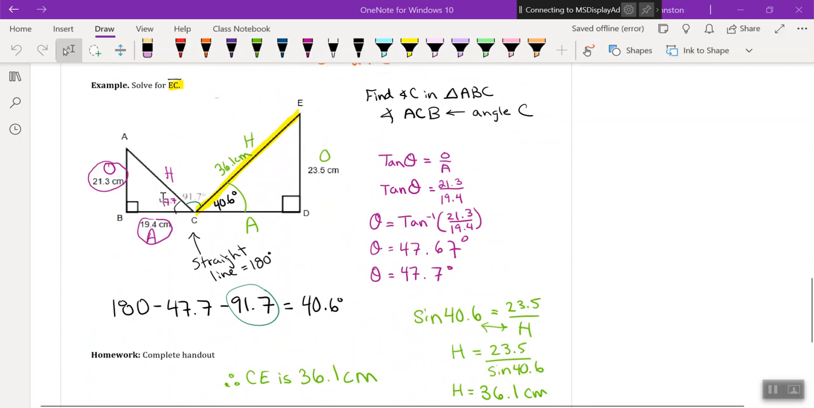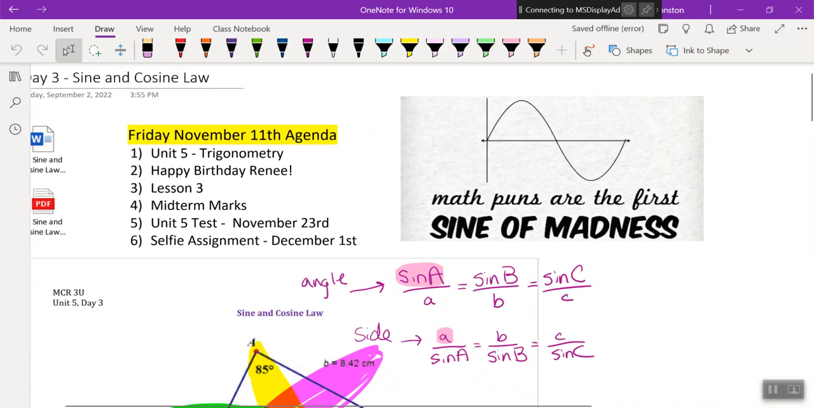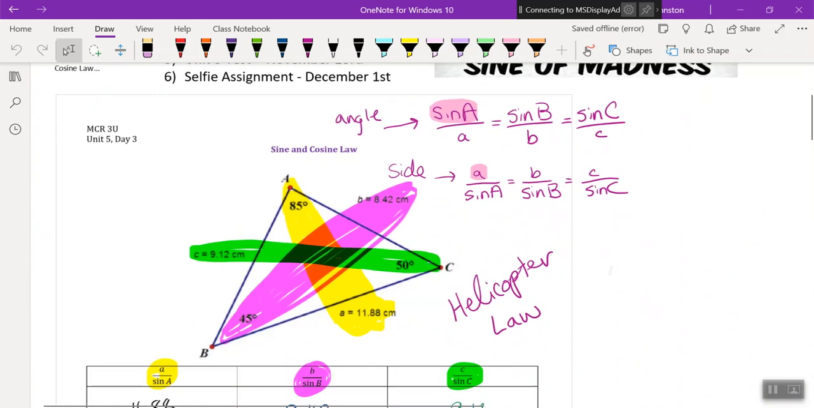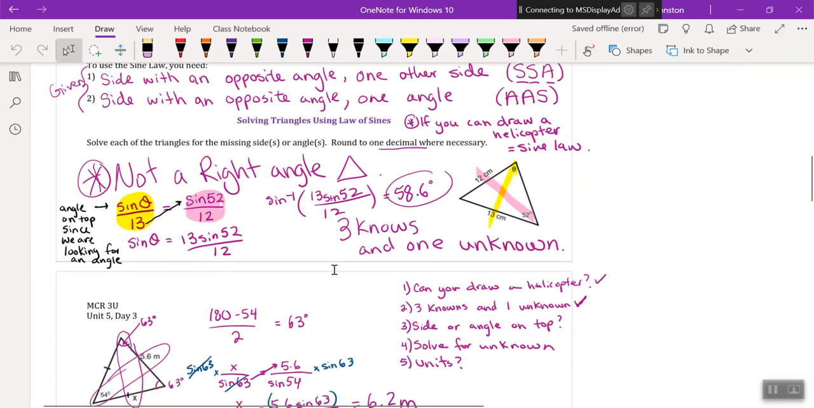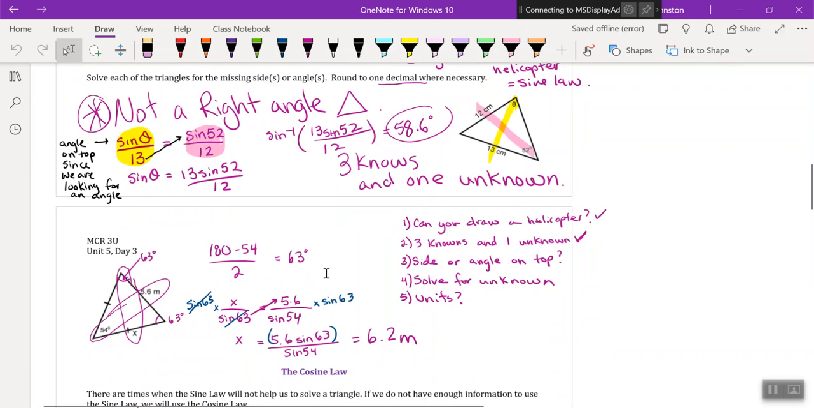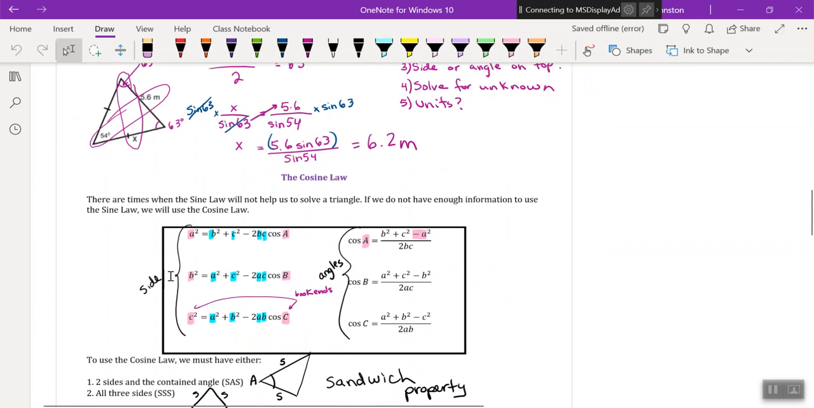All right, and then for this one, we did on the exam review, sine law and cosine law. So sine law would be your helicopter law. We went over it here. So you can have side, side, angle, or angle, angle, side. There's no right angles in sine law. However, you can use sine law if you have a 90-degree angle triangle. Or you can use sine, cosine, and tan, but you can't use sine, cos, or tan on a non-90-degree angle triangle.